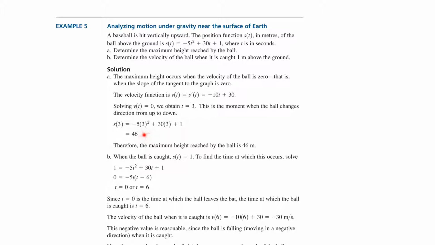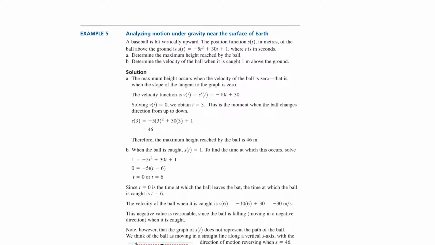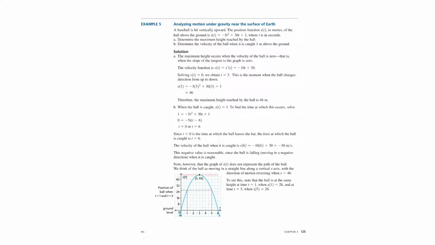Determine the velocity of the ball when it is caught 1 meter above the ground. 1 meter above the ground means s is 1. We set s to 1 and solve the equation for t. T is 0 or 6, at the beginning or after 6 seconds. We find velocity when t is 0 and 6. Velocity is minus 10t plus 30. At t equals 0 it is 30. At t equals 6 it is negative 30. As you know, the sign of velocity shows the direction.